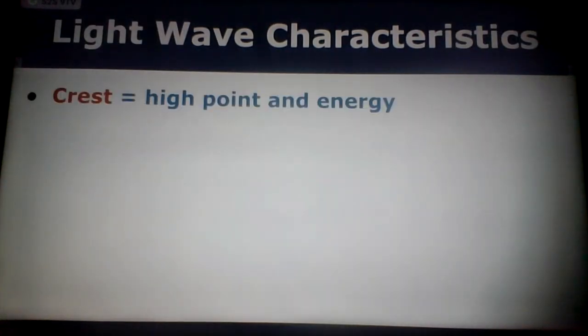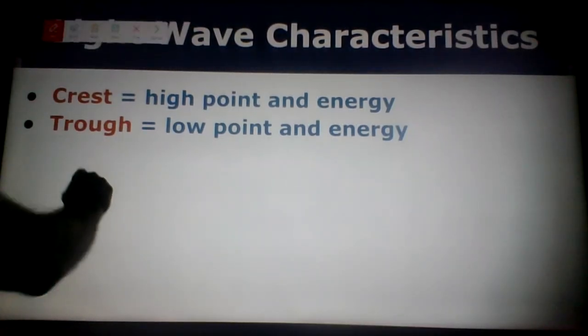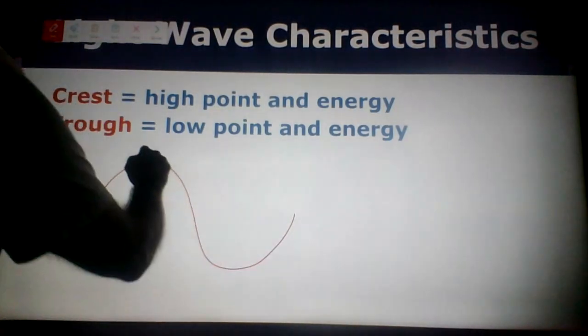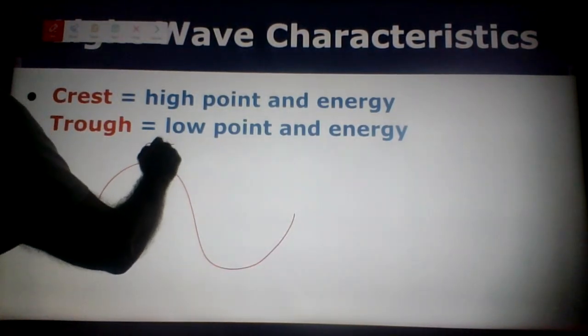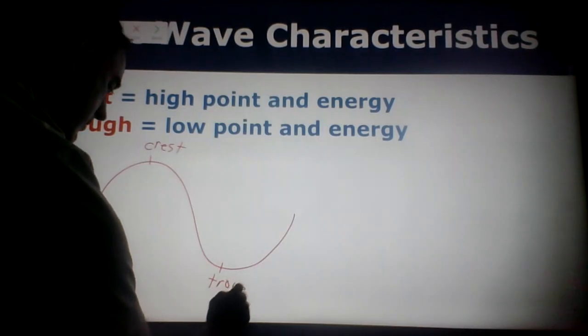Ready? Light wave characteristics. Just like with sound waves, there are parts of light waves. Crest is the highest point, and that contains the most energy. Trough is the lowest point and contains the lowest energy. Now, I haven't drawn on the screen, which is probably a good thing, but let's do that now. Remember that light waves are transverse. Here's your crest, and you've seen these pictures before. Here's your trough. Assume that I can draw well.